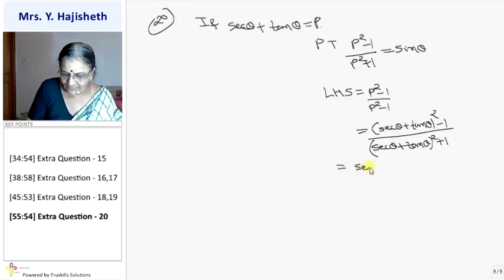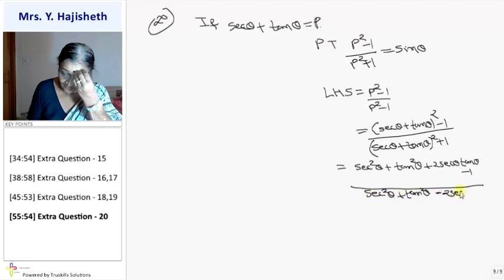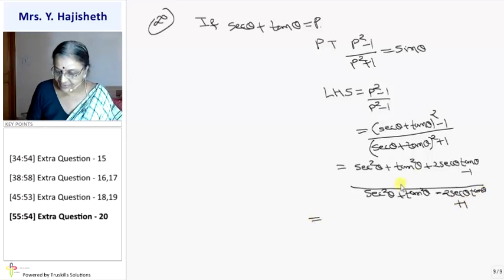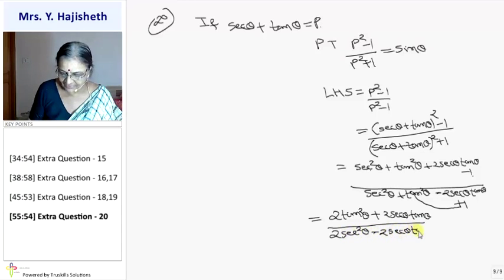Open it. Sec square plus tan square plus 2 sec theta into tan theta minus 1 upon sec square plus tan square minus 2 sec theta into tan theta plus 1. Clear? Here you will get sec square minus 1 is tan square, so it is 2 tan square plus 2 sec into tan. And here you take tan square plus 1 is sec square, so it is 2 sec square theta minus 2 sec theta into tan theta.